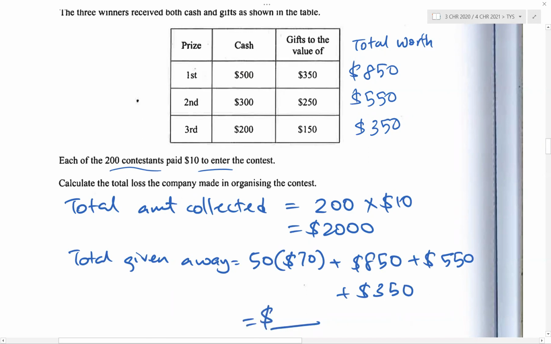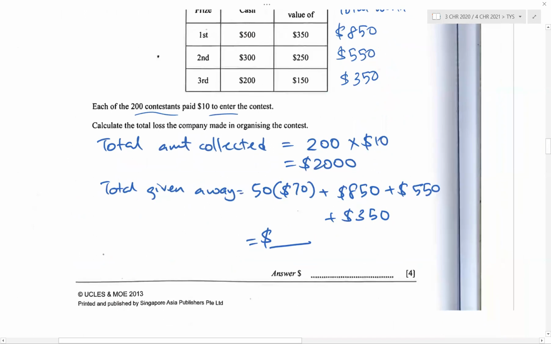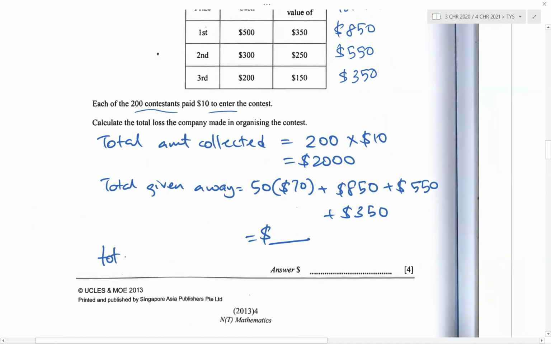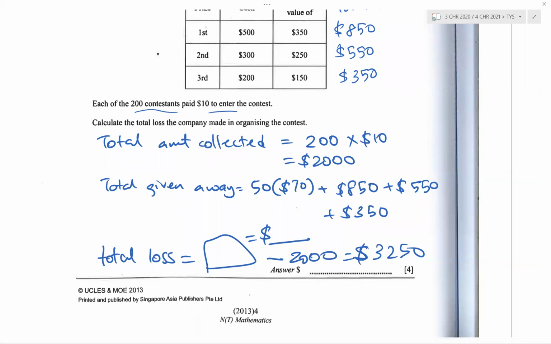Then the total loss will be the value minus 2,000. 3250. Okay, so they are losing $3,250 just like that. Then why would they do such a thing? Attract more people to come, attract more people to spend, to promote their brand, whatever it is.